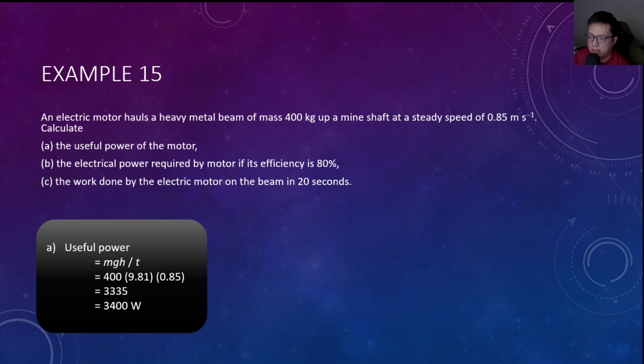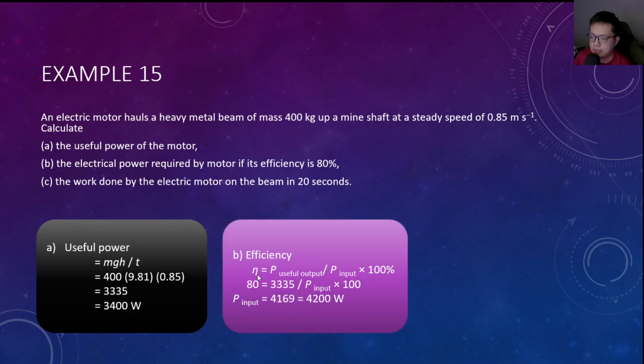Another way of looking at this is to use P equals Fv. The force required to lift this beam at constant velocity will be equal to its weight. So 400 times 9.81 times v, which is 0.85. Next, the electrical power required by the motor if its efficiency is 80%. So 3400 watts here is the useful power output, and this represents 80% of the total input. Let's see how much the motor needs.